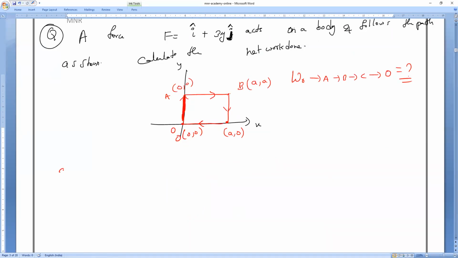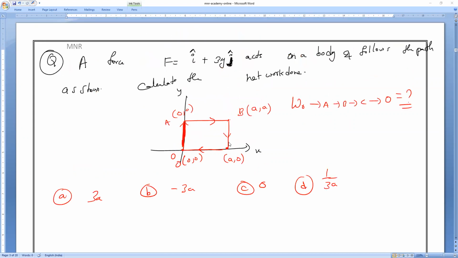So the options are there, but first you don't know, so you cannot simply choose an option. If it is conservative, what is the work done? It is a closed path, guys. If it is conservative, the work done is 0. If it is non-conservative, we have to find that value. So now let us verify whether it is conservative or not.